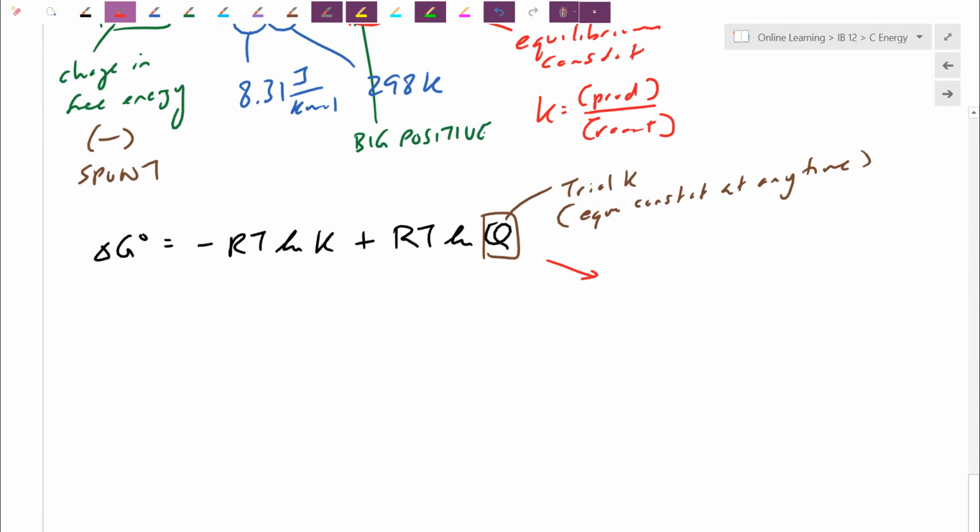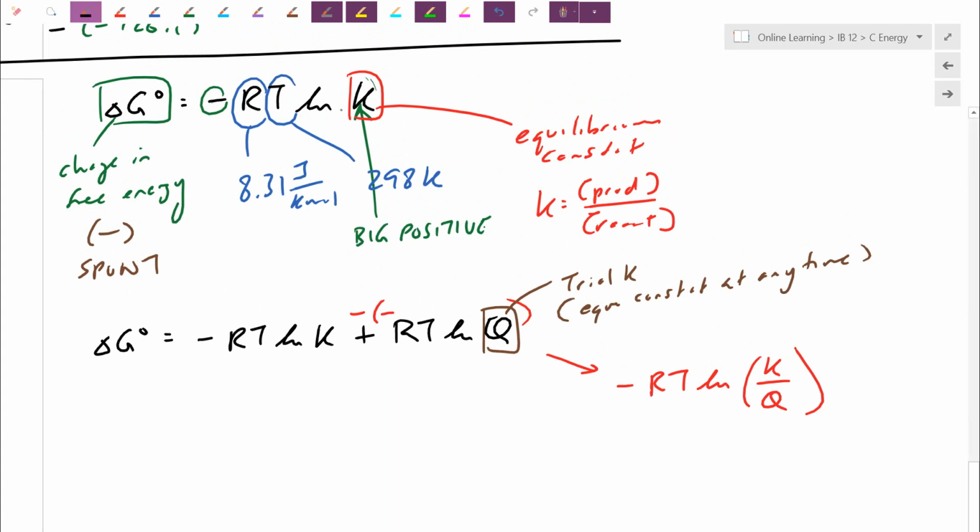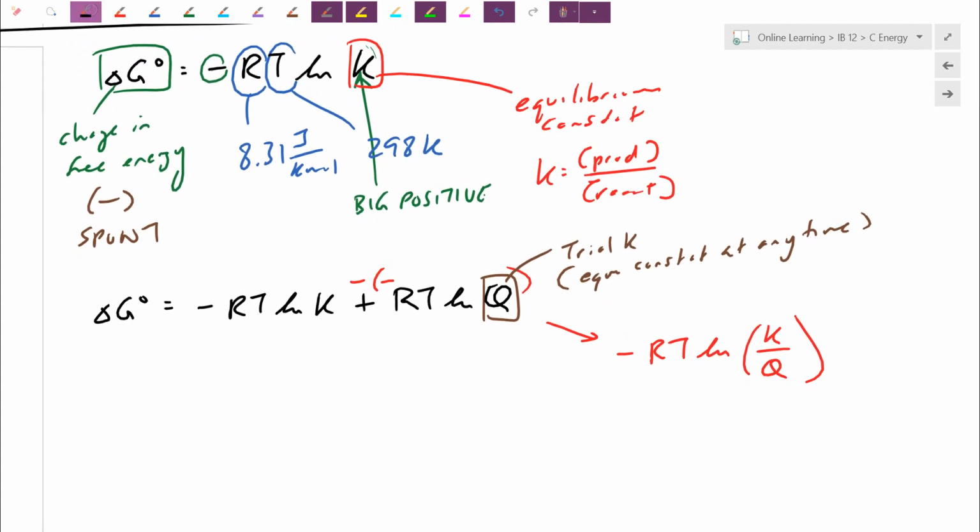When you do the subtraction, you can actually pull out negative RT. We can go ln. I would have done a minus of a minus like this. And whenever logarithms are subtracted, we can actually go K over Q. So just to prove to you how we ended up with this equation that we saw in chapter 7, well, what if I was at equilibrium?